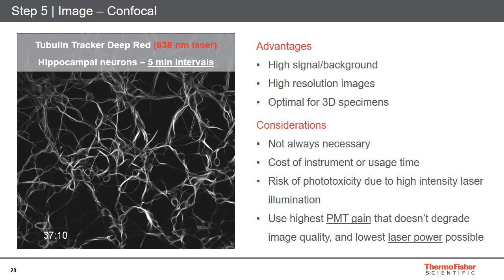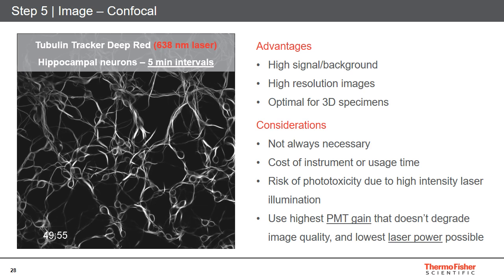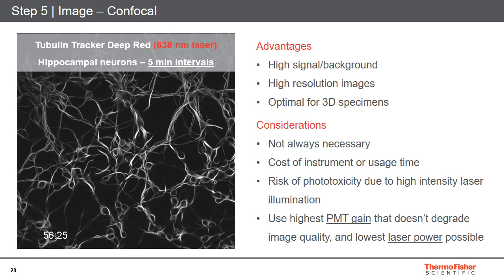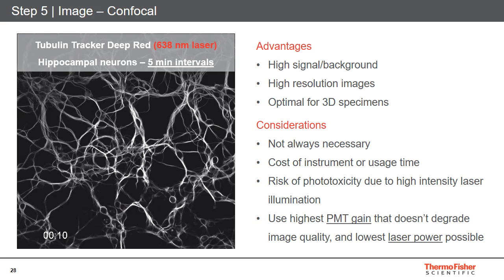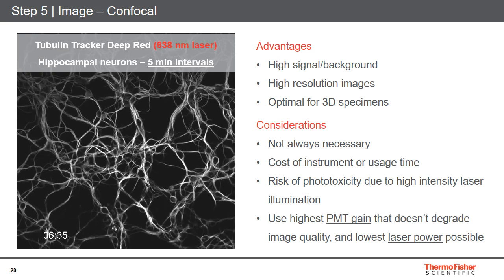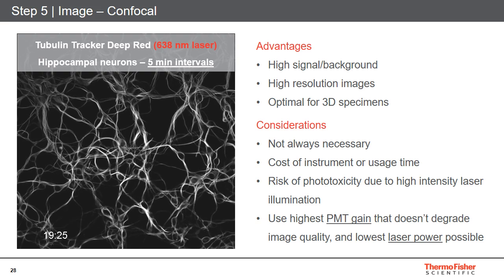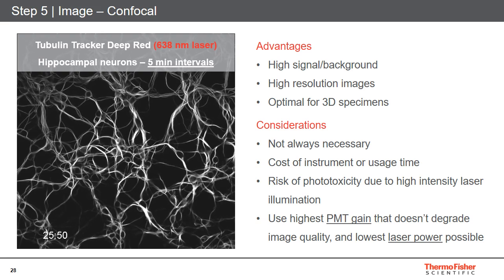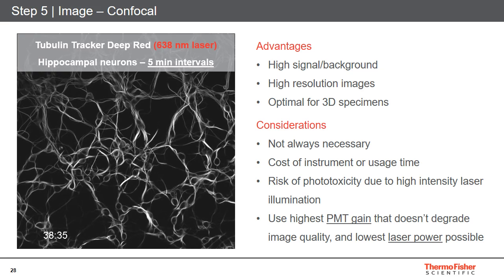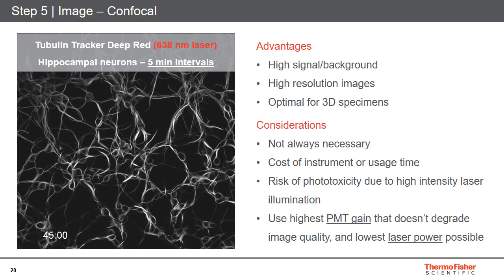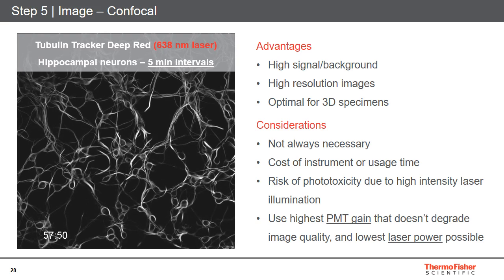And then even though we have higher sensitivity detectors on many confocal systems, we also tend to have much higher intensity laser illumination. And so this can lead to a greater risk of phototoxicity. So this is where it's generally good practice to use the highest PMT gain or camera gain, depending on the type of detector that you have, using the highest gain setting that doesn't degrade image quality while using the lowest amount of laser power possible in order to minimize any cytotoxic effects.